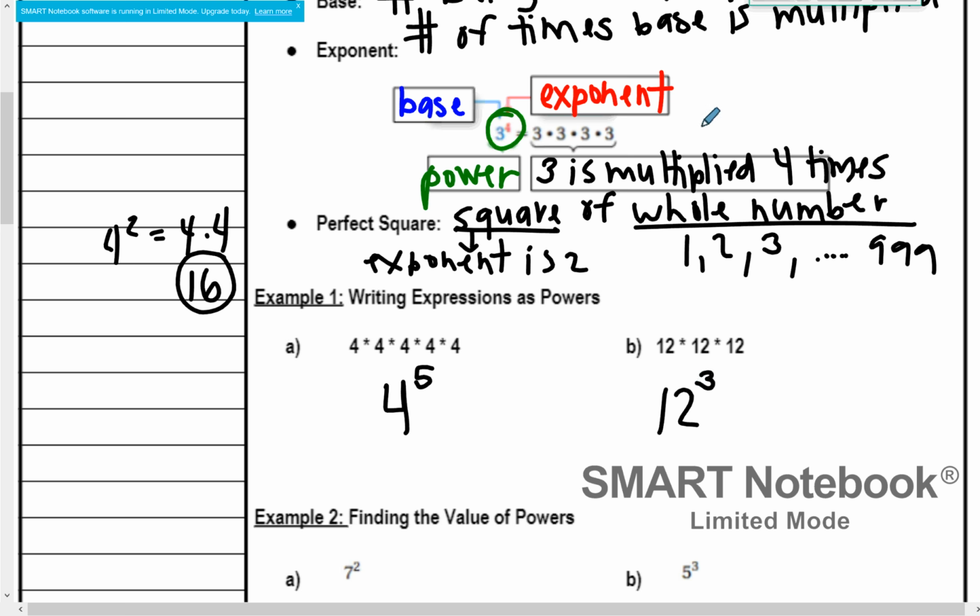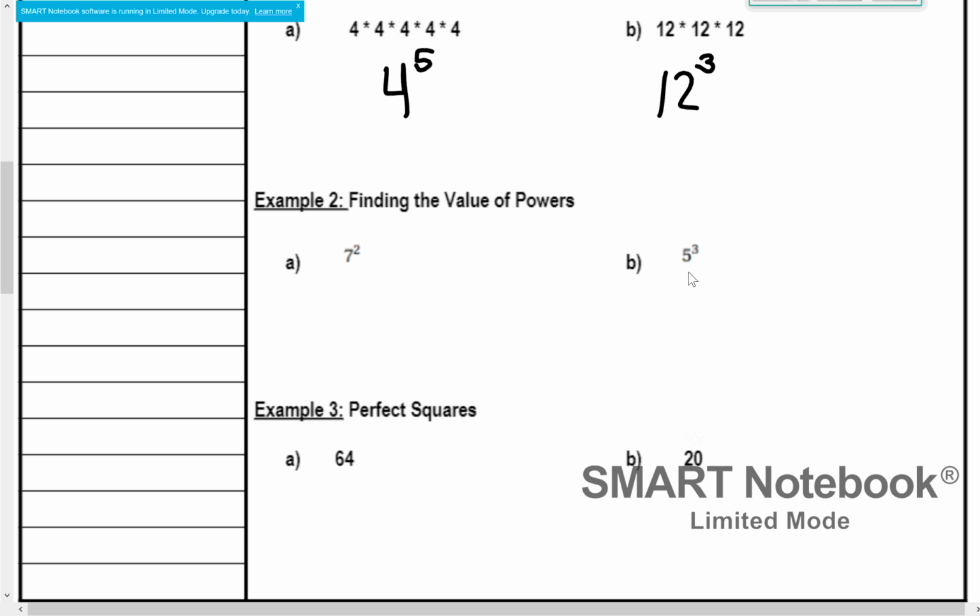All right, now let's work on evaluating the value of a power. There are some steps that we have to do to show our work for this. The first thing we're going to do is expand it. If we have 7 to the second power, it's always the base to the exponent, and when we expand it, it's always the base multiplied by the base however many times the exponent says. Our base is 7, so we're multiplying 7 by itself 2 times. So 7 times 7. And then we just do our math. 7 times 7 is 49.